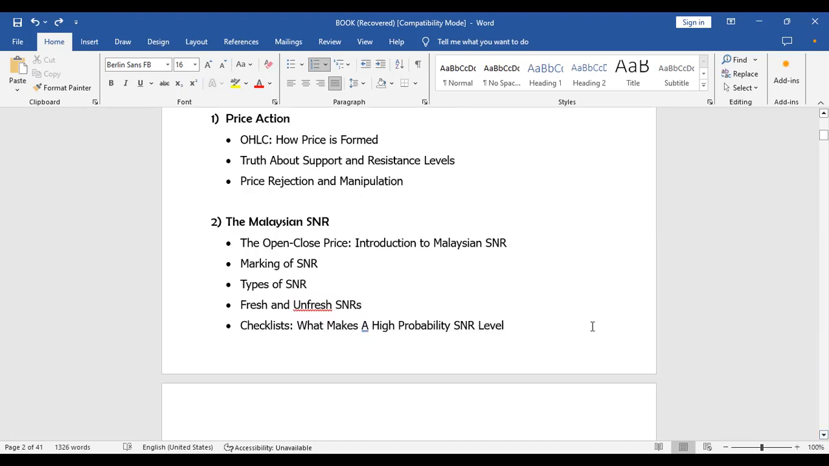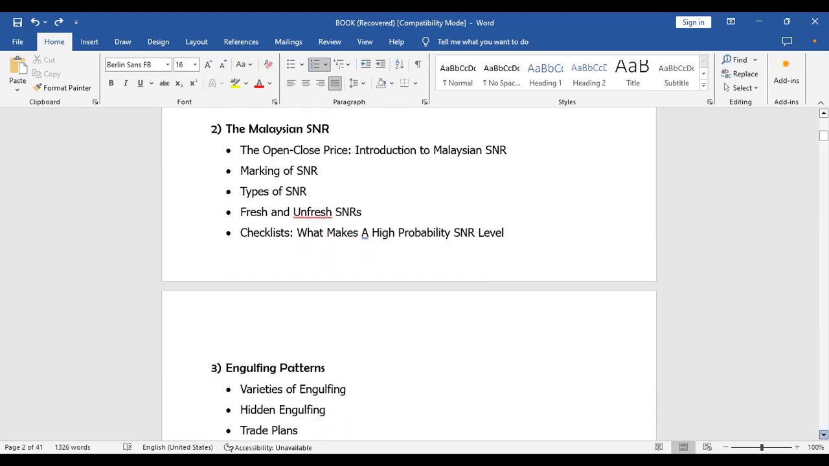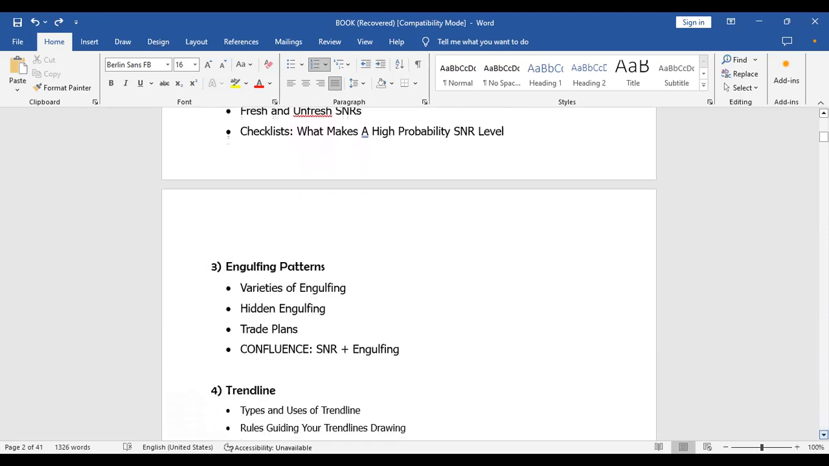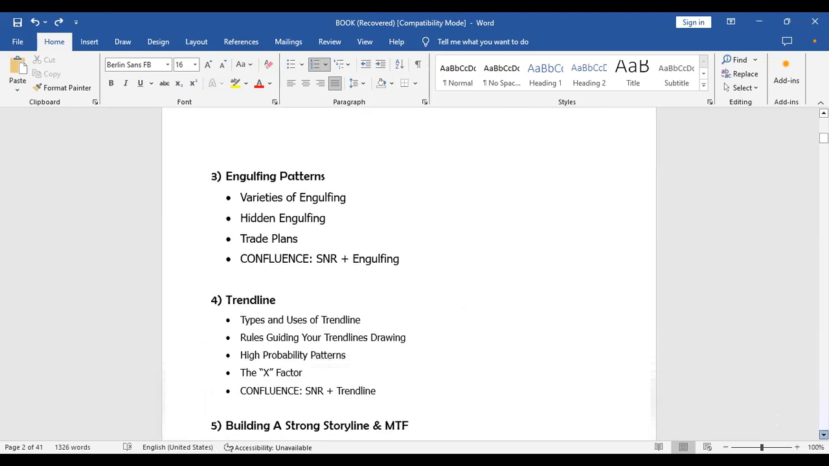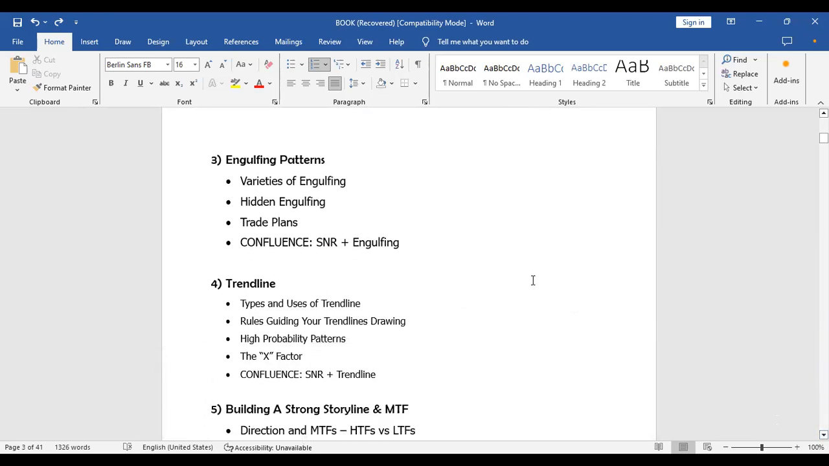So we'll be able to cover module 1 and 2. We've dealt with the checklist. What are the things to look out for? The miss, the touch, and the liquidity sweep. How does this validate the SNR level? So now we go to the engulfing pattern.